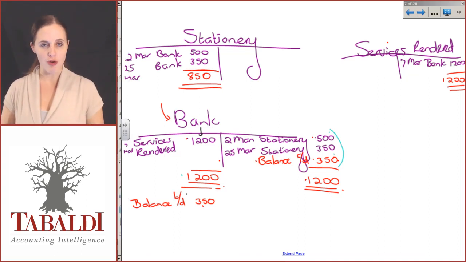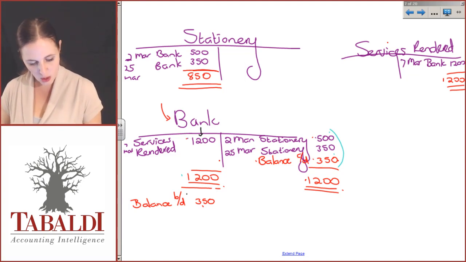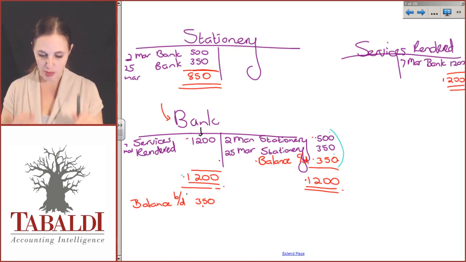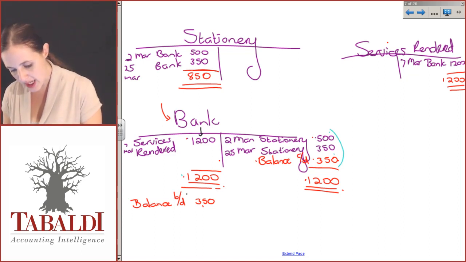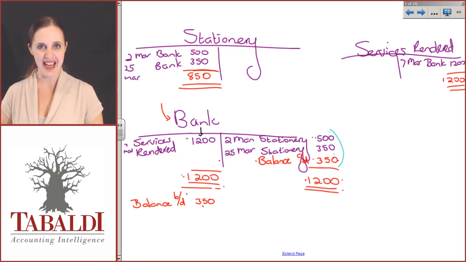So, closing off any accounts that have debits and credits: you add up your columns, you add up all your debits and your credits, and you put a pencil total in there. Whichever one is higher, you put in both sides. You then subtract the one that is lower, identify the difference between those, and put it in there as a balance carried down. You take it to the opposite side and you have your balance brought down.